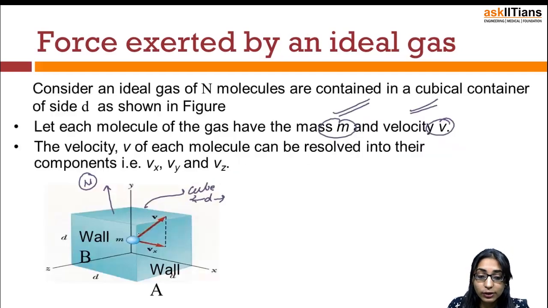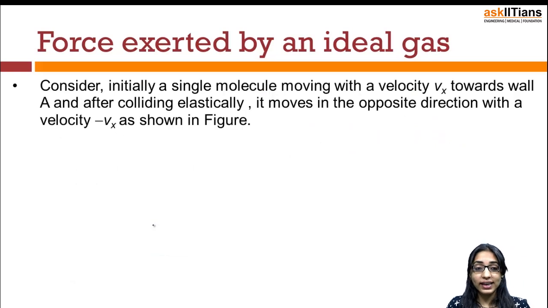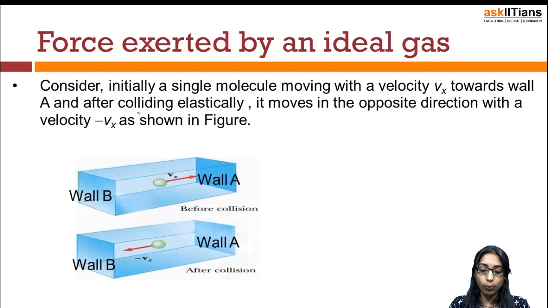Let me say, for example, you consider an atom here of mass m. Since the overall velocity is given as v, we can find out the components of velocity along all the three axes. So we can have a Vx component, a Vz component, and a Vy component also. That means this v is the overall velocity of the molecule in all the three directions. Now continuing with the same fact, let us consider initially a single molecule moving with the velocity Vx towards the wall A.